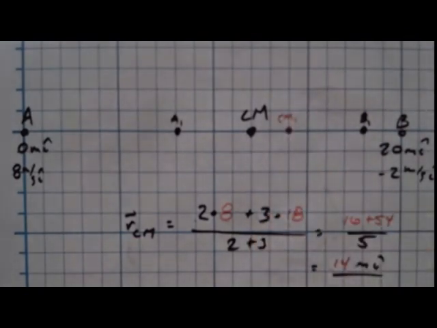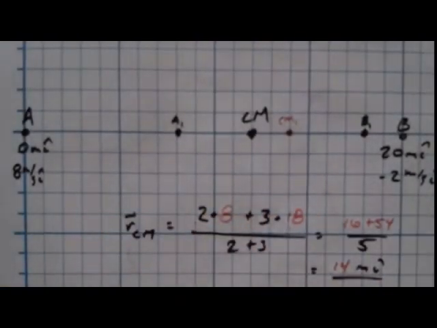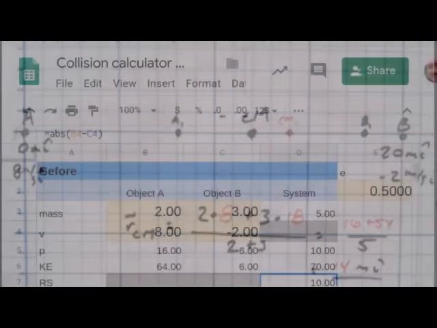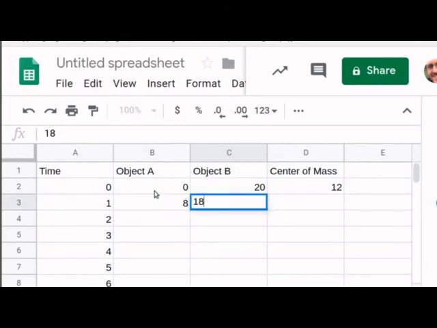Okay, so I want to make a little table to keep track of the positions of all these things so that I don't forget. We can also look at this representation here of the objects moving around and keep track of them. So I've also got, let's see, over here, another spreadsheet where at time 0, object A was at position 0, and object B was at position 20, and the center of mass was at 12 meters I hat. And then 1 second later, object A is at 8, and B is at 18, and the center of mass is at 14. Okay, so what do you think is going to be the location of the center of mass in 1 more second? Is it going to move again?